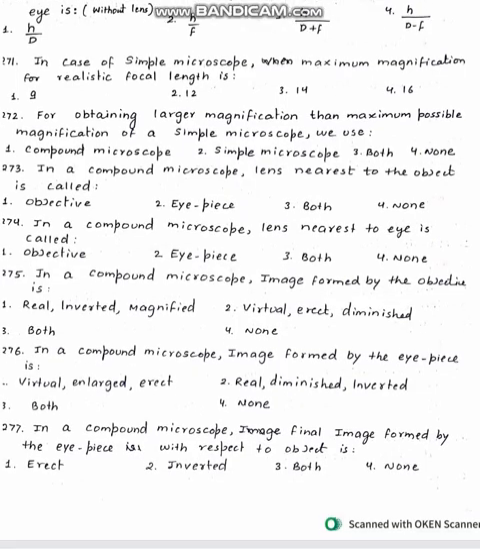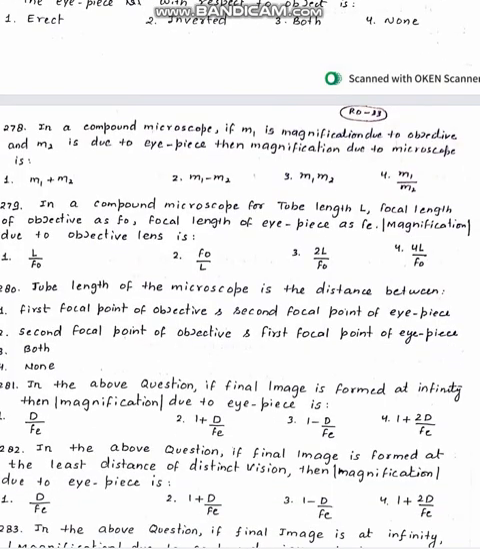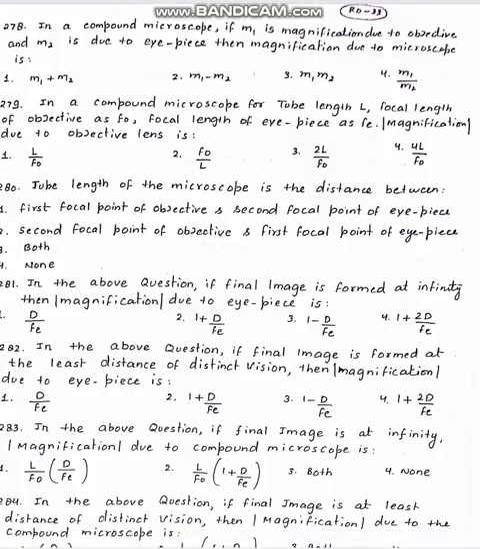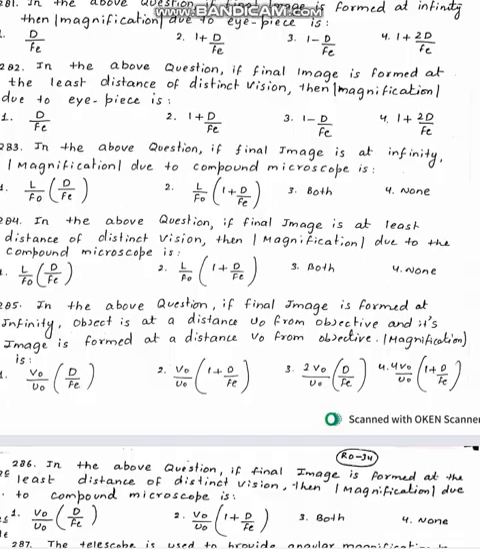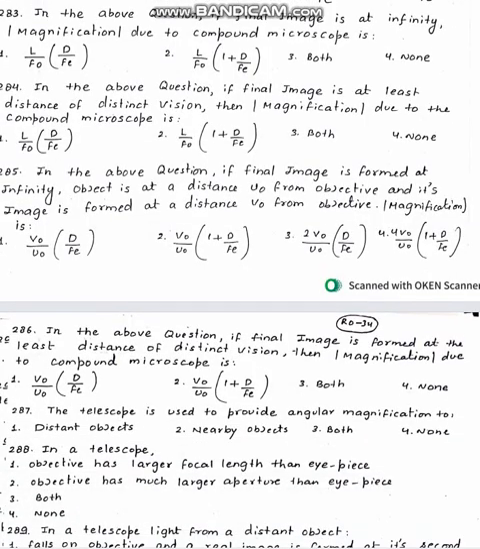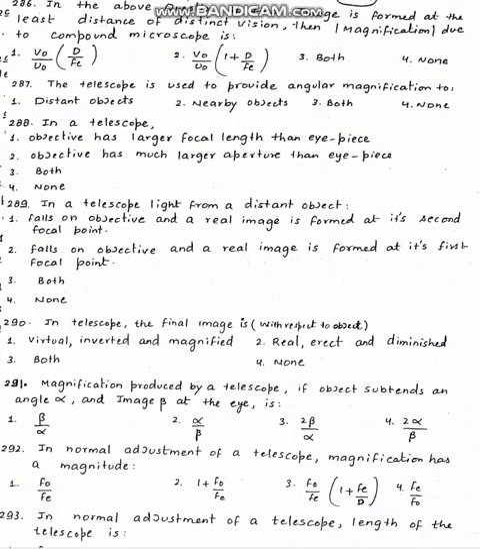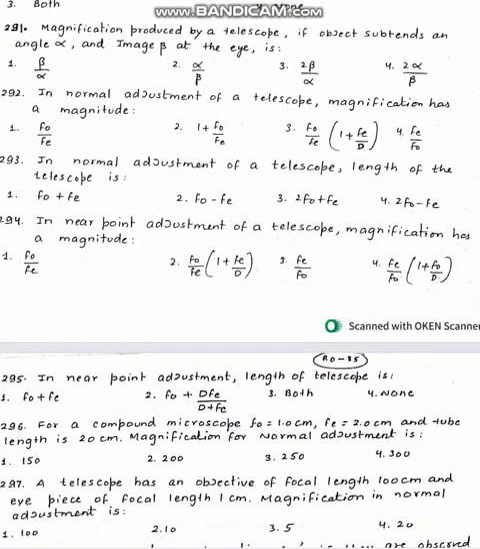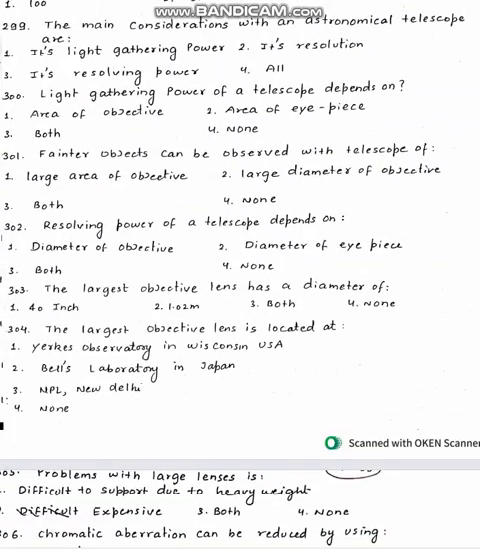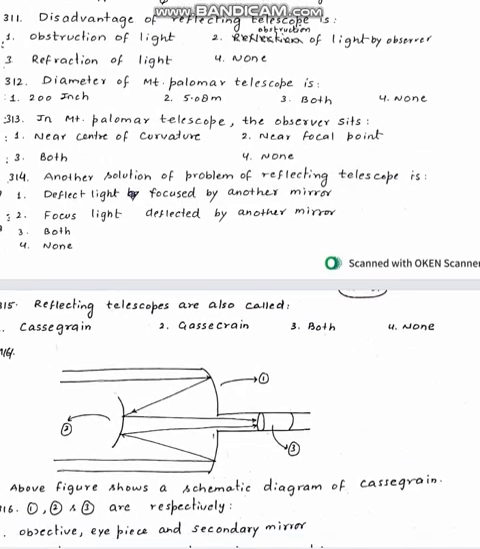Then questions on compound microscope, image formation, magnification produced, tube length, magnification due to eyepiece and objective, total magnification. Then we have concept of telescope, magnification produced by telescope, near point adjustment, normal adjustment. Then we have questions based on aperture of this, then chromatic aberrations, spherical aberrations, theoretical questions on telescopes.